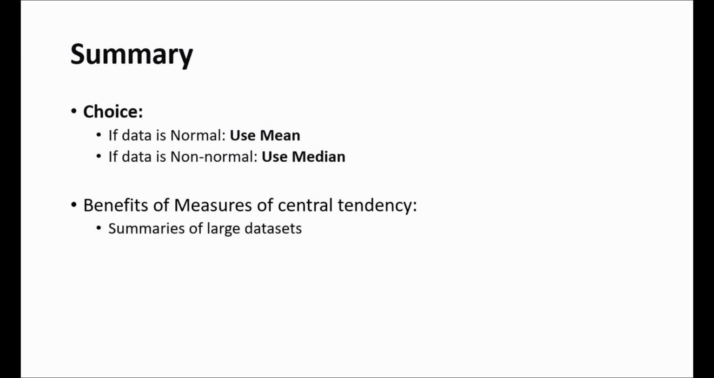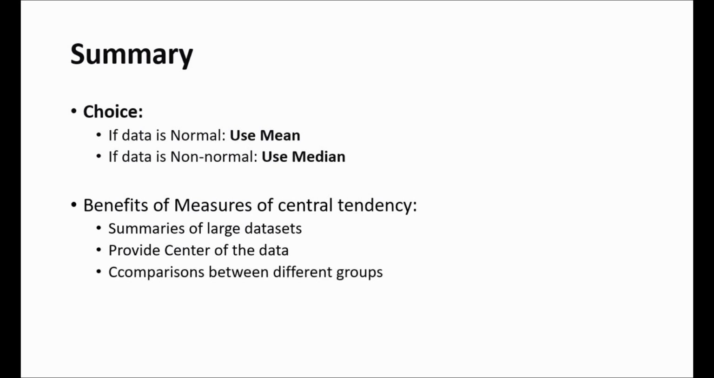So we can say that the choice of measure of central tendency depends on the distribution of the data. Mean is suitable for normally distributed data, while median is more robust for outliers and skewed distributions. To summarize this video, measures of central tendency provide us summaries of large datasets. They help identify where the data is centered. We can make comparisons between different groups or datasets, and that helps us in making data-driven decisions.